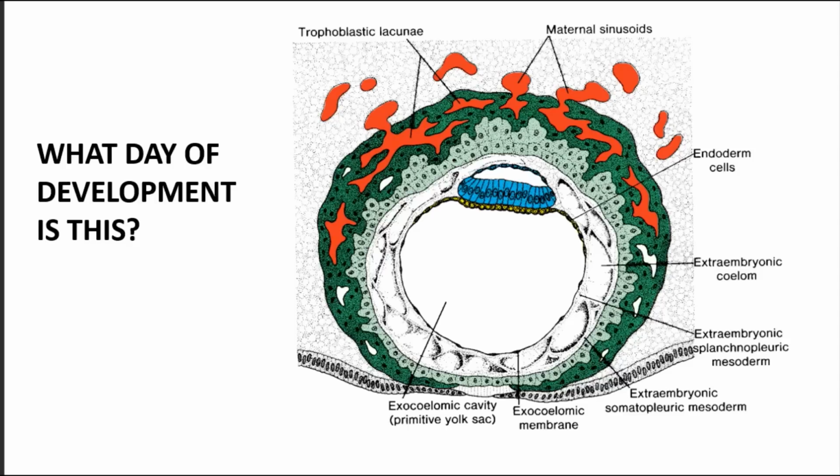What day of development is this? You've seen there is the extraembryonic mesoderm that has formed, and it has also developed the chorionic cavities, and the syncytium has invaded the maternal sinusoids. This is day 11 to 12. Okay.